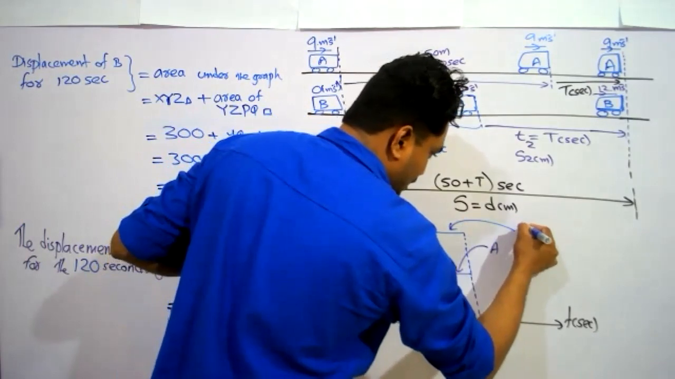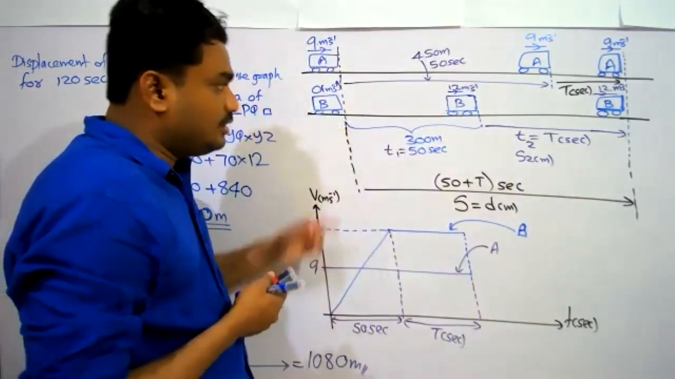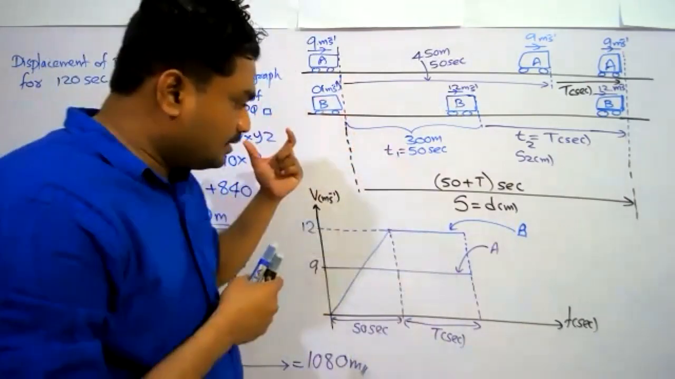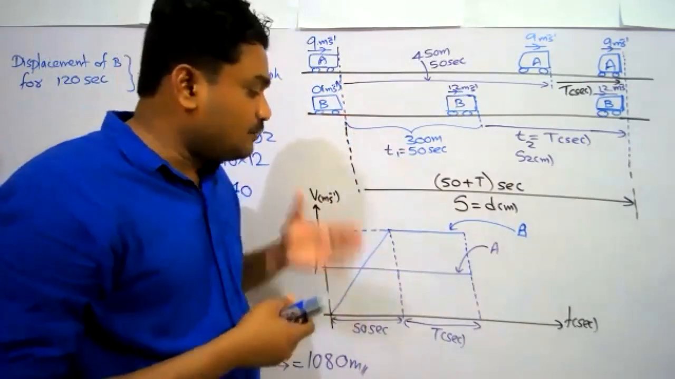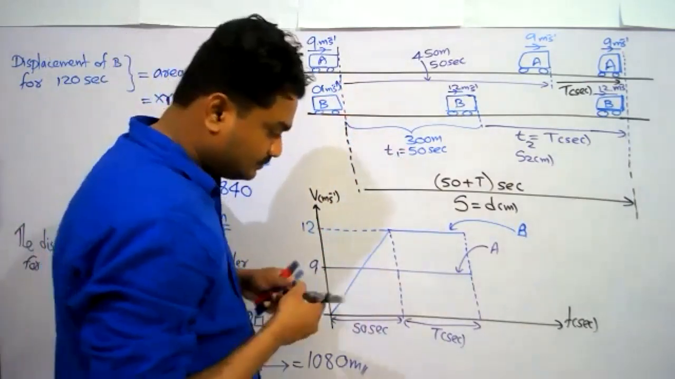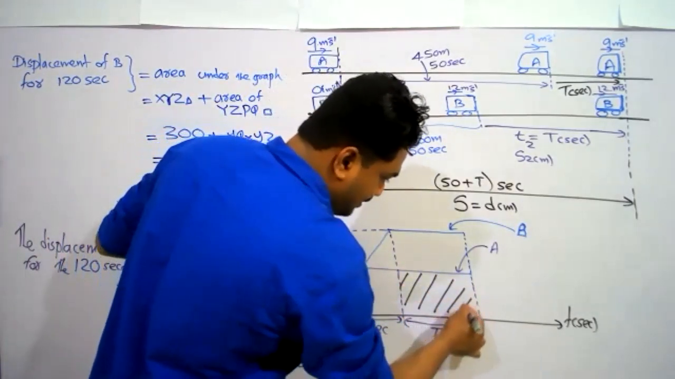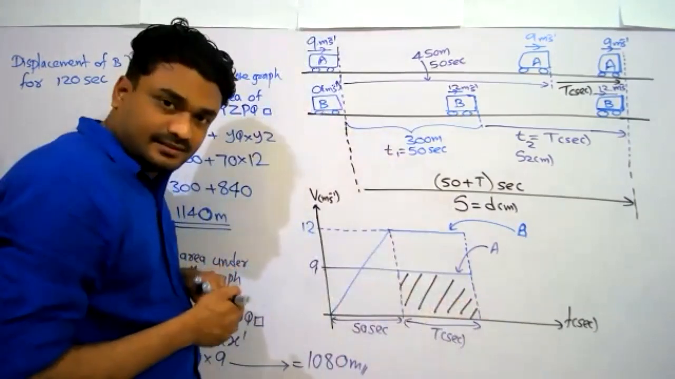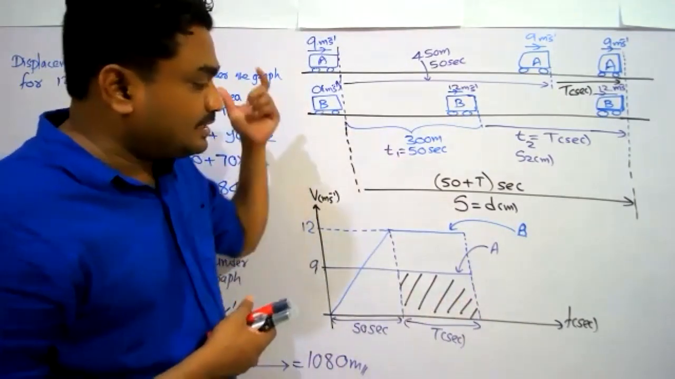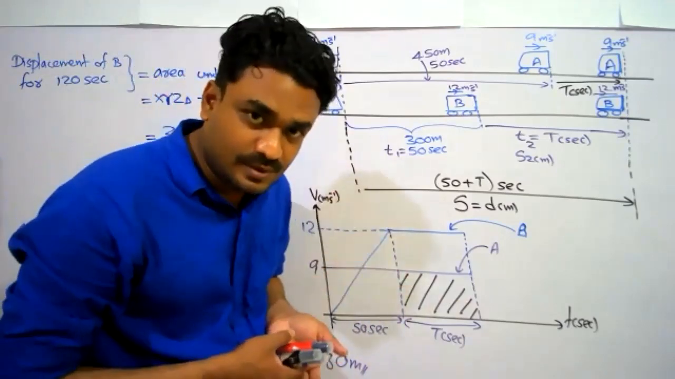Graph of B. Now I want to find, I know the displacement of A during the first 50 seconds, I know the displacement of B during the first 50 seconds. I want to know the displacement of A during this capital T seconds time period. And I want to know the displacement of B during this capital T seconds. That's what I want to do.